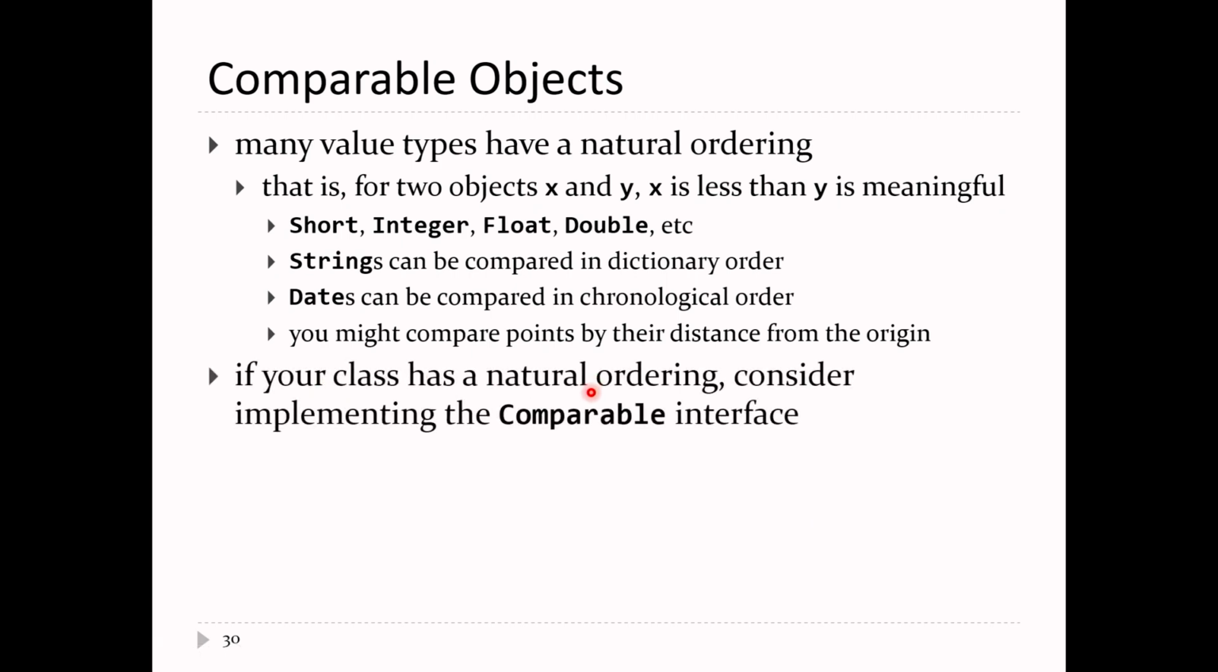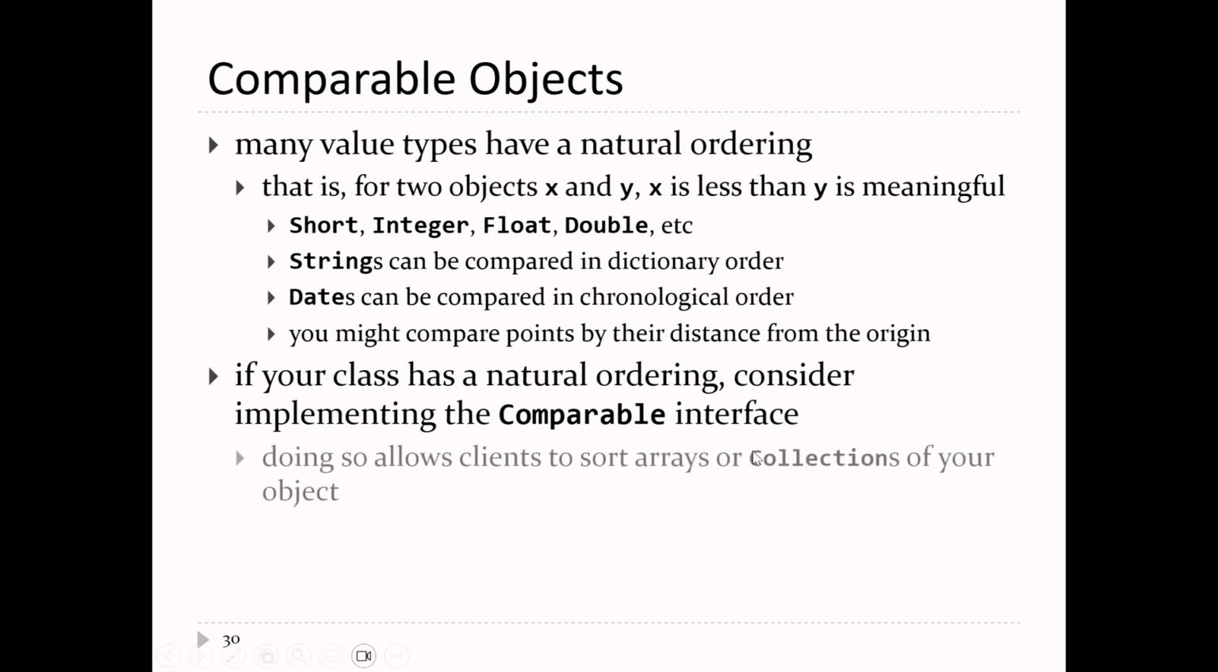So if the class that you're implementing has some kind of natural ordering, then you should consider implementing what's called the comparable interface. So this is the first interface that we're actually seeing and using in the course. If you implement comparable, then you can sort your arrays or your lists, you can sort arrays of your objects, lists of your objects. You can put them into a tree set or a tree map without doing any extra work. And so this turns out to be very useful.